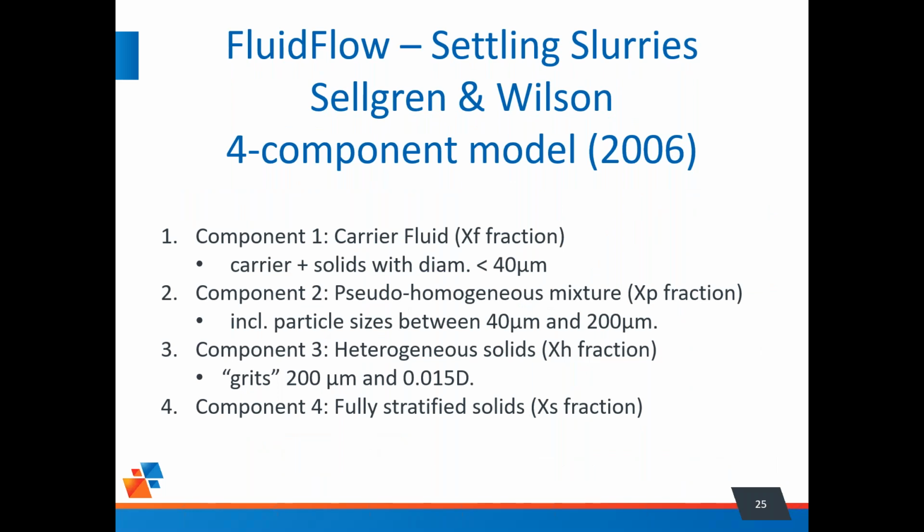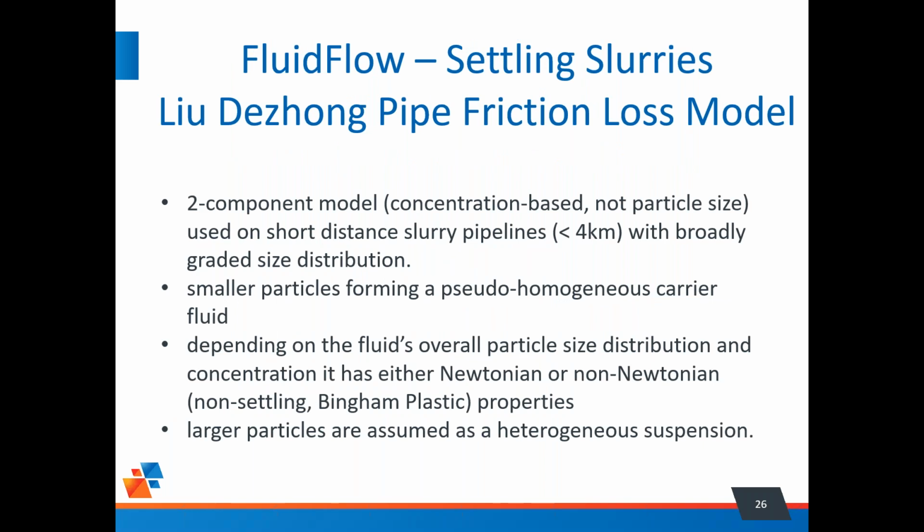A couple more models are available here. The 4-component model of Zellgren and Wilson is basically a combination of carrier fluid, pseudo-homogeneous mixture, heterogeneous solids, and fully stratified solids. Lastly, the Liu de Jong pipe friction loss model, which is a 2-component model. Smaller particles form a pseudo-homogeneous carrier, and the larger particles are assumed to be a heterogeneous suspension.